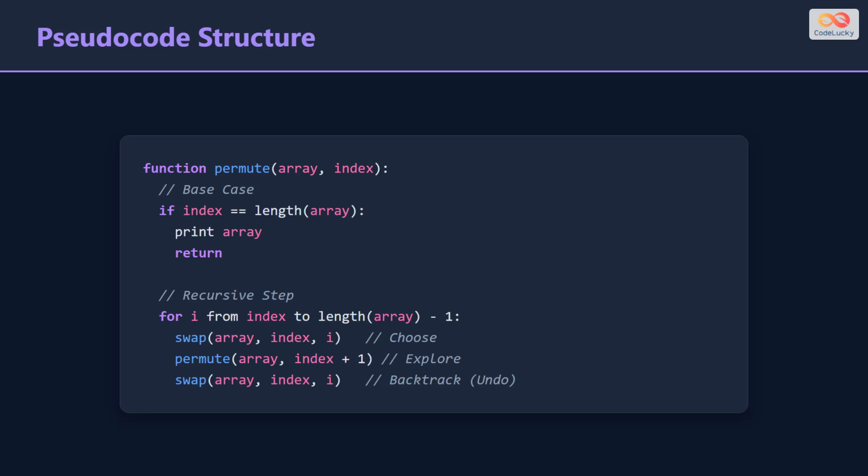Here is the pseudocode structure. Our function takes the array and a current index pointer. First, we check the base case. If the index equals the array length, we have found a complete permutation, so we print it. If not, we loop from the current index to the end, performing the swap, recurse, and undo swap cycle.